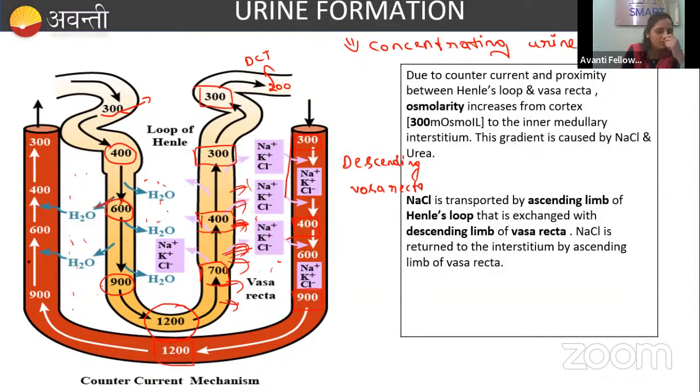And here you can see in the ascending limb of the vasa recta, the concentration was decreasing. Osmolarity was decreasing. Why, guys? The ascending limb is opposite to the descending limb of the loop of Henle. The descending limb of the loop of Henle was releasing water. The water comes into the interstitial fluid, right? Now the water is taken up by the vasa recta and the osmolarity decreases.